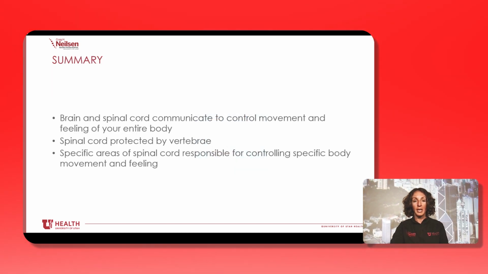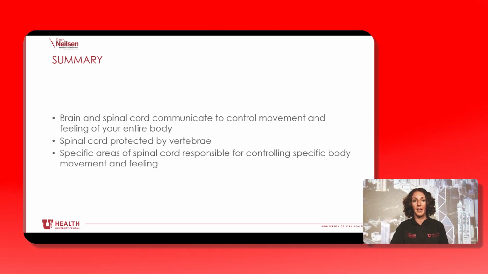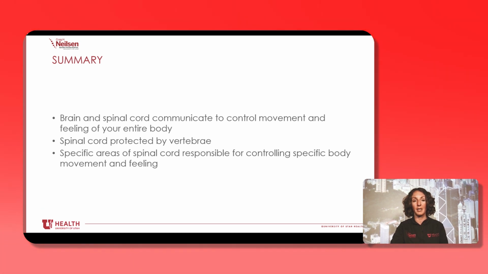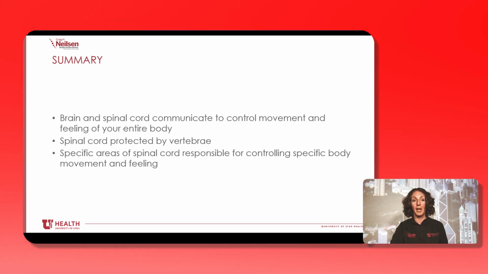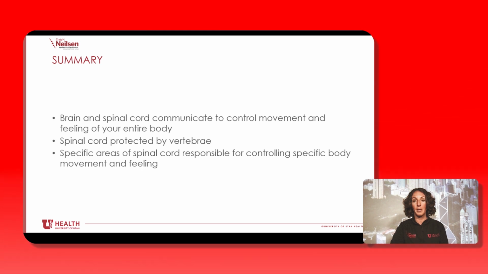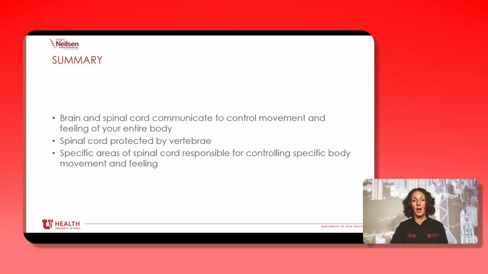So we know that the brain and spinal cord work together to control most things in our body, and that the spinal cord has a protective mechanism, the vertebrae, but sometimes the vertebrae can end up hurting the spinal cord by pinching it rather than protecting it. And we know that specific areas of the spinal cord are responsible for controlling very specific body movements and feeling.